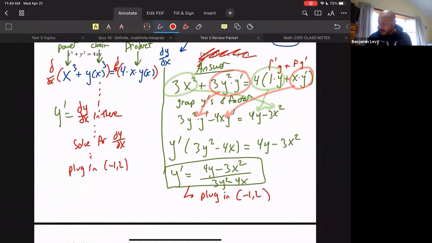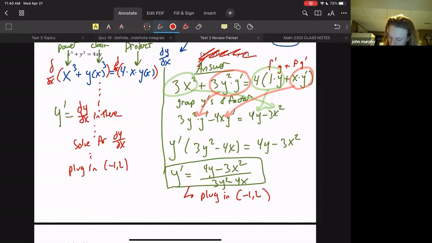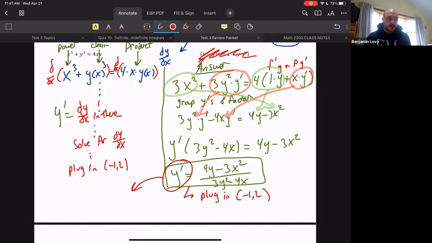All right, let me see if there's some thoughts about this at all. So we just found y prime, right? Conceptually, what is that? What does that give us? Y prime equals 4y over 3x. What does the derivative tell us? Anyone?